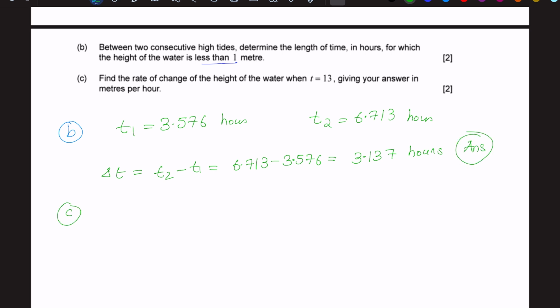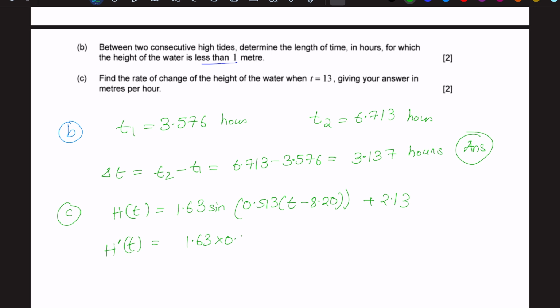Now moving on to part C, rate of change of height of water when t equals 13. So rate of change of height means we have to find h prime t or h dash t. So h(t) is 1.63 sine of 0.513 t minus 8.20 plus 2.13. Now if I differentiate this, I'll get h prime t, which will be 1.63 times 0.513 cos of 0.513 t minus 8.20.